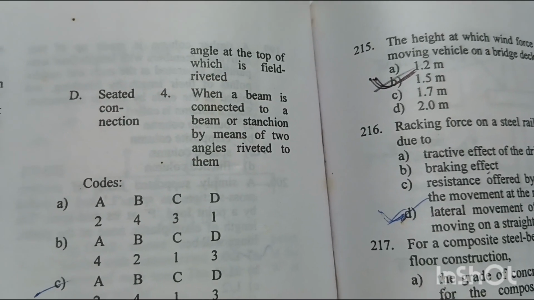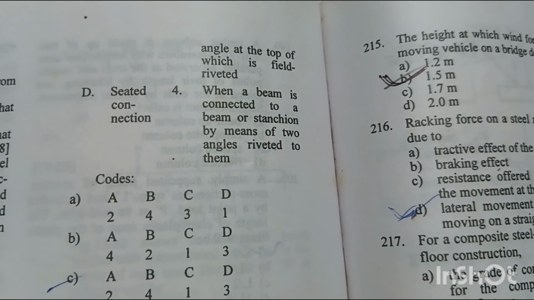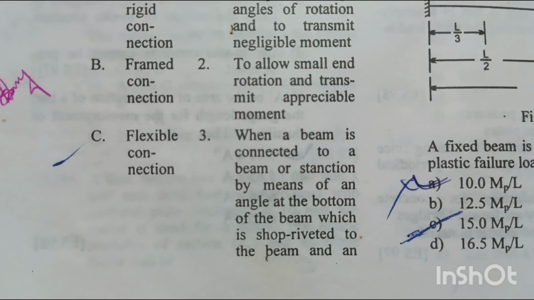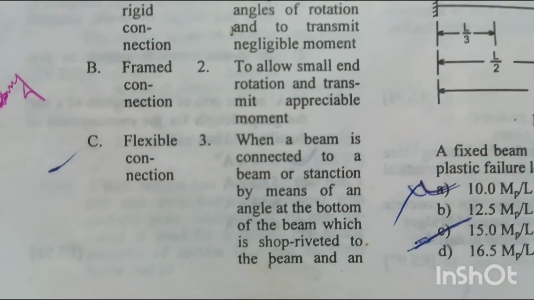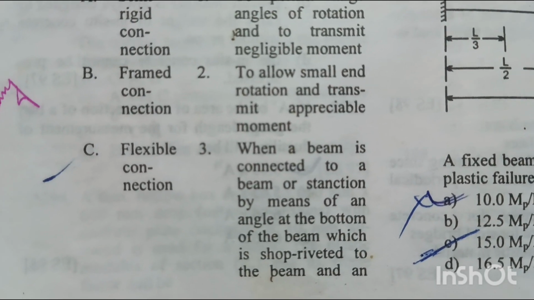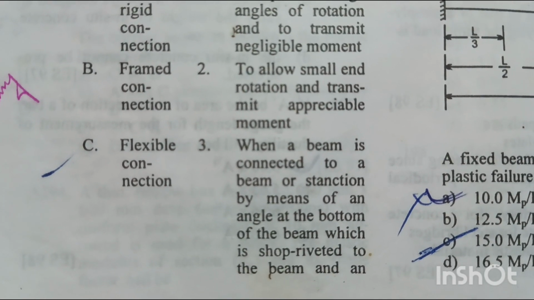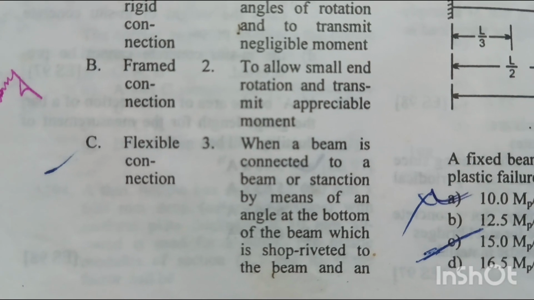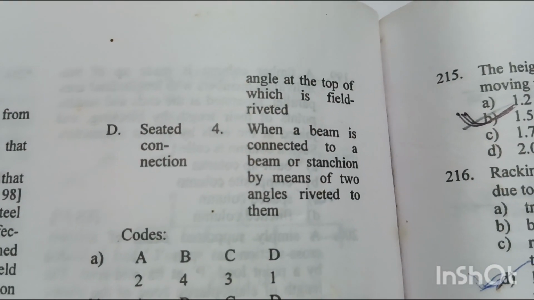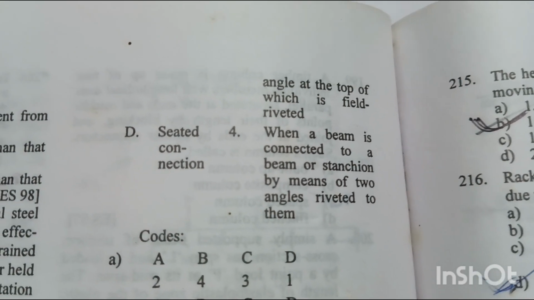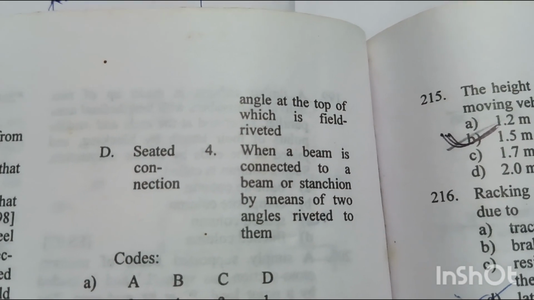Next, option capital D in list 1, seated connection, when a beam is connected to a beam or stanchion by means of an angle at the bottom of the beam which is shop riveted to the beam, and the angle at the top of which is field riveted. Seated connection, capital D in list 1, will be equal to option 3 in list 2.